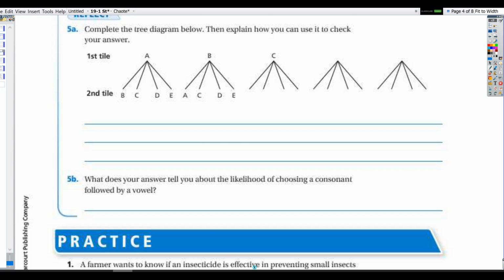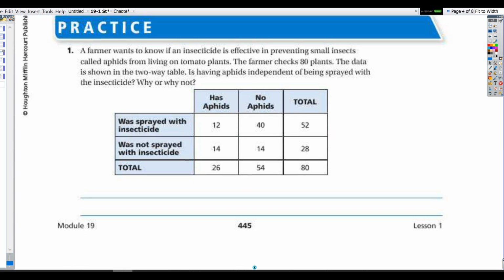Okay, so go down to this example here with the aphids. We're doing pretty good on time. Oh, good. Did everybody get one? Because I thought I was actually about to run out.